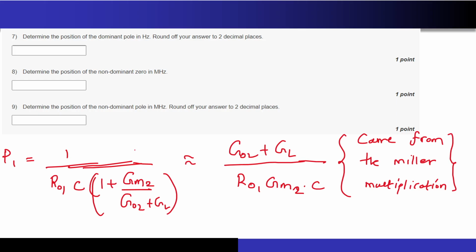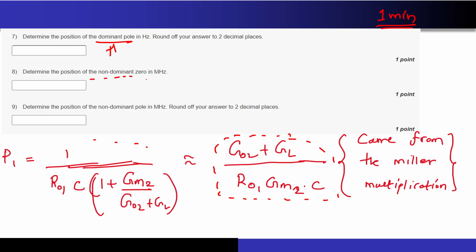So by the way, after each and every assignment is done, I will take a break of 1 minute just to see if anybody has any doubt, so that we don't rush through this lecture. Okay? So now let's look at question number 7. The position of the dominant pole, we have already seen. This is our expression. Every value has been given to you. You just have to put this in this equation. Correct? Dominant pole is done.